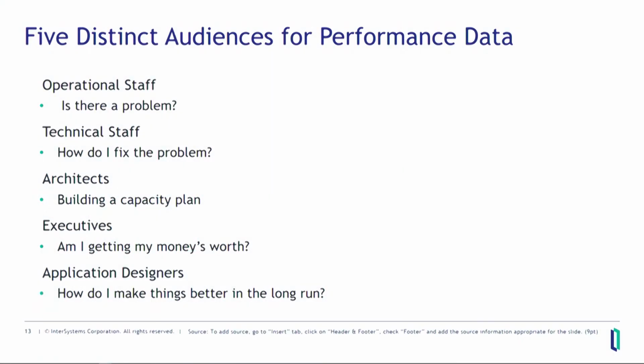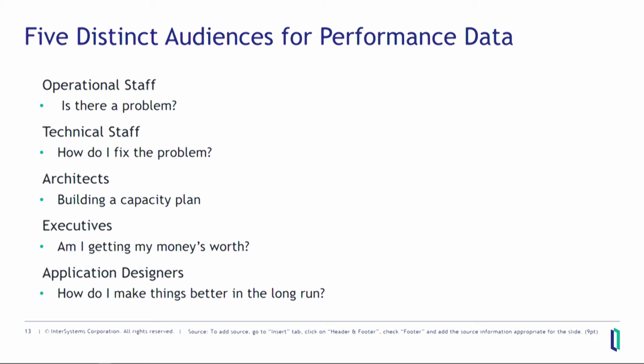And I tend to identify 5 distinct audiences for performance information, and the information's got to be given at the right level for those people and in the right way for those people and at the right time for those people. And you could probably argue that some of these are the same, there's blurs where the lines are. But I'd say the operational staff tend not to worry much about technical details. They just want a simple answer. Is there a problem? Is there not a problem?